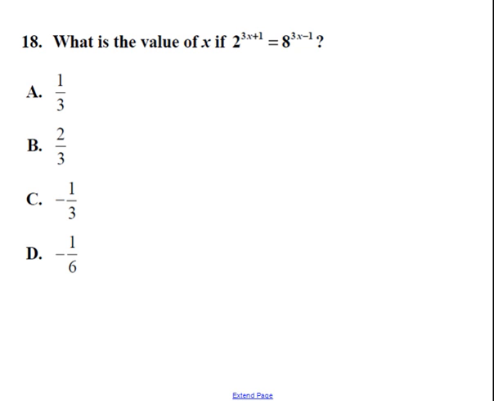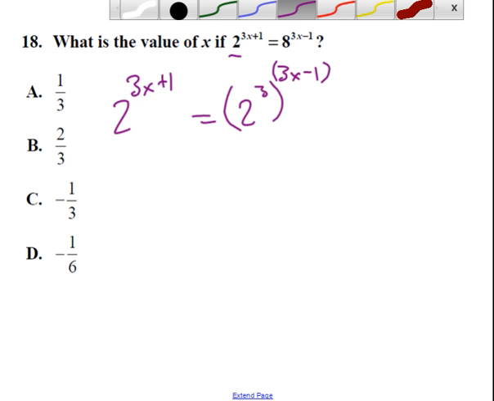Alright, here, one of those crazy exponent type problems. So we got to think about how can I make my bases the same. My 2 is pretty easy. It's 2. You don't get simpler. How do I make a 2 into an 8? That's 2 cubed. And I got to keep that power up there, the 3x minus 1. So 2 cubed makes 8. 2 times 2 times 2.